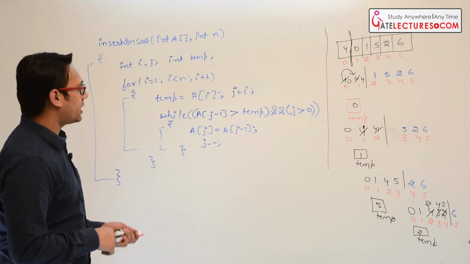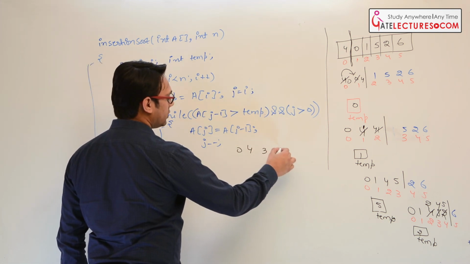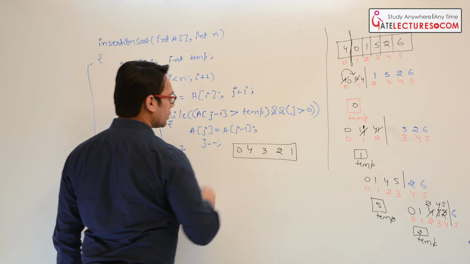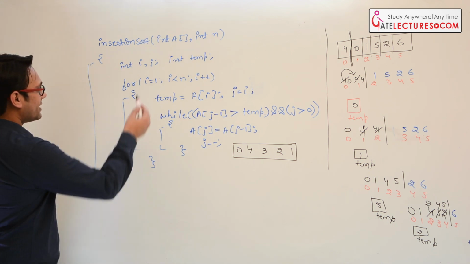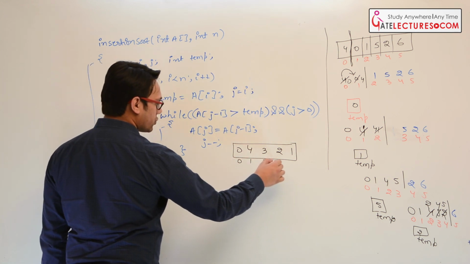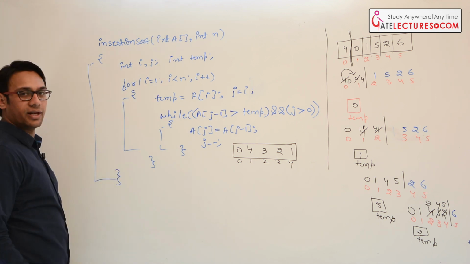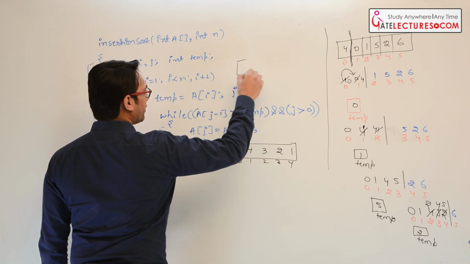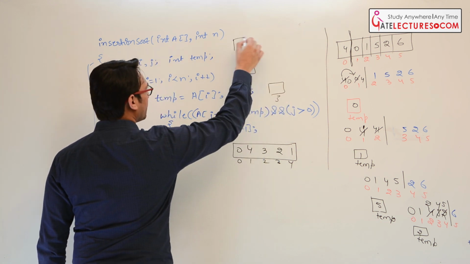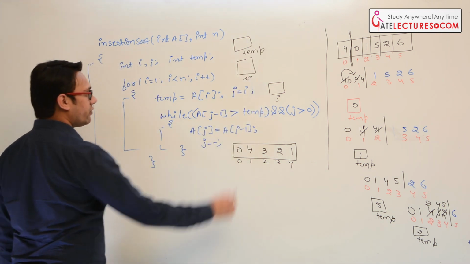Now assume we have the elements 0, 4, 3, 2, 1. Assume we have this small array. Now what is happening in this program? What is the number of elements here? 0, 1, 2, 3, 4. There are 5 data elements. We have 2 variables, I and j, and then we have a temporary variable here. Initially the value of I will become 1.